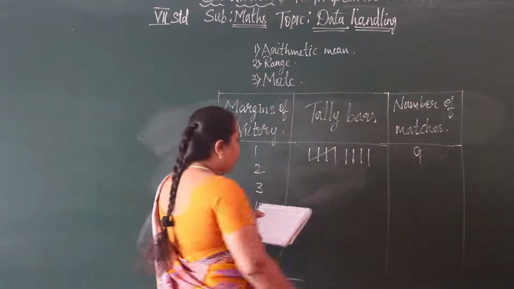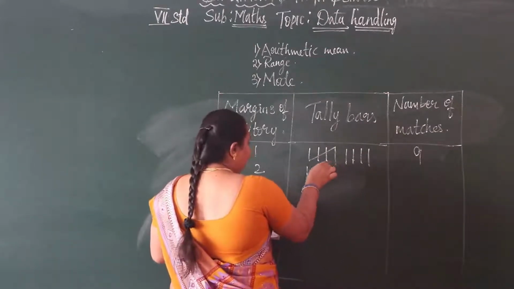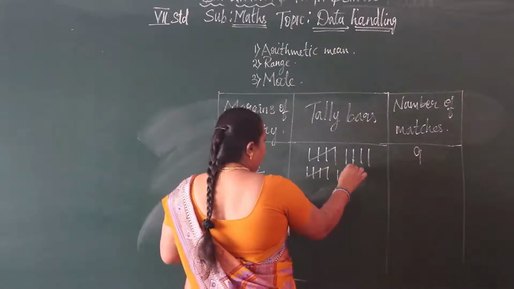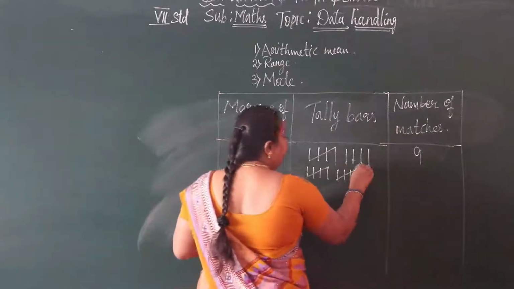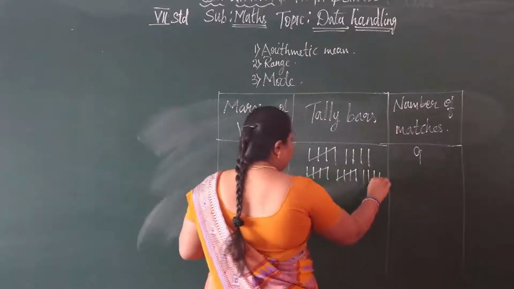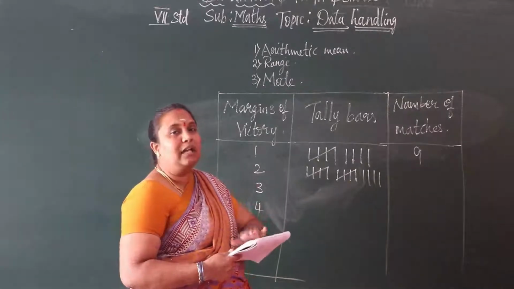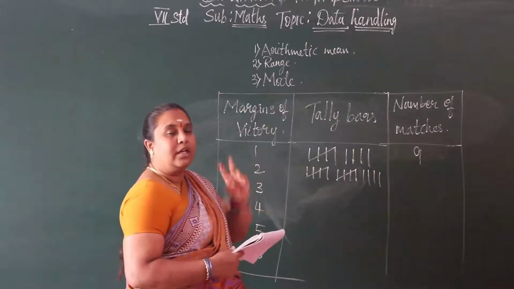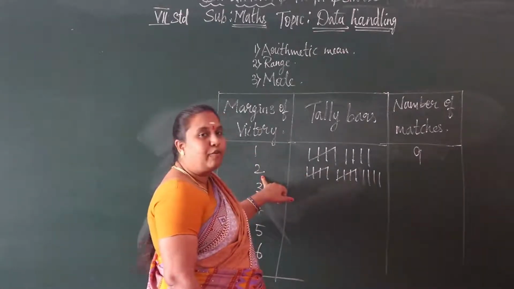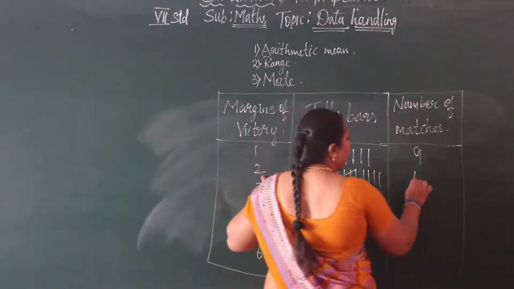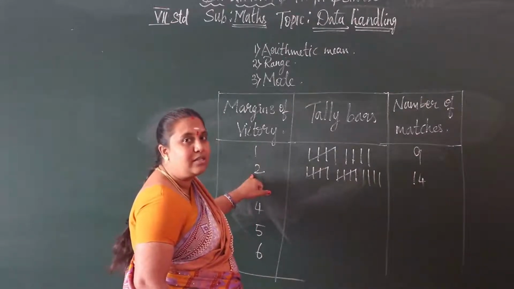Here we have 2 as 1 time, 2, 3, 4, 5, 6, 7, 8, 9, 10, 11, 12, 13 and 14 times. So 14 times is the margin of victory 2. The margin of victory is 2 in 14 matches.